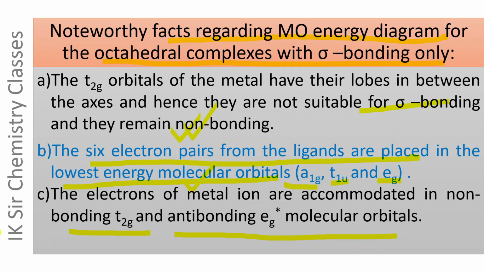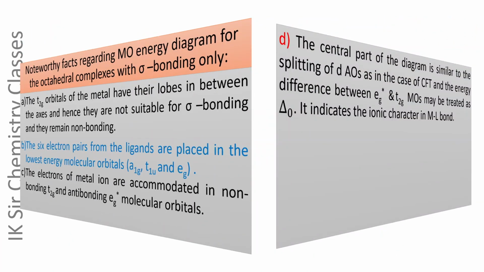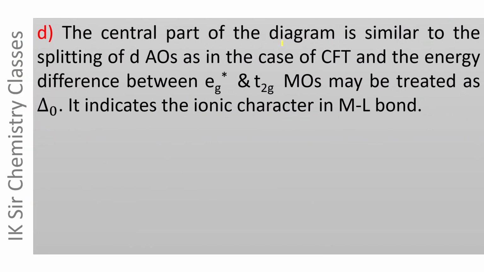As we have discussed in the previous slide, the central part of the MO diagram is similar to the splitting of d atomic orbitals in the case of crystal field theory, and the energy difference between eg star and t2g MOs may be treated as crystal field splitting energy. It indicates the ionic character in the metal ligand bond.